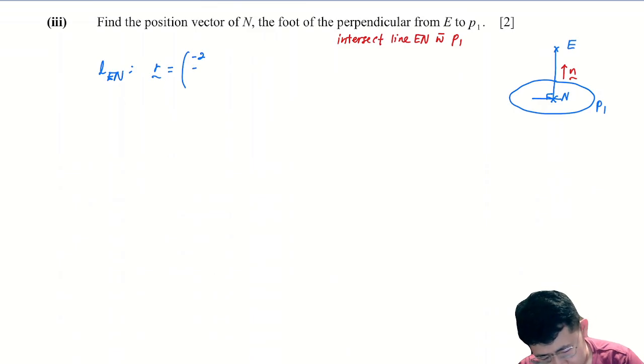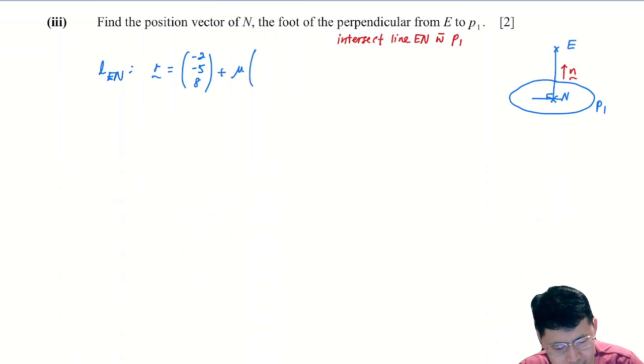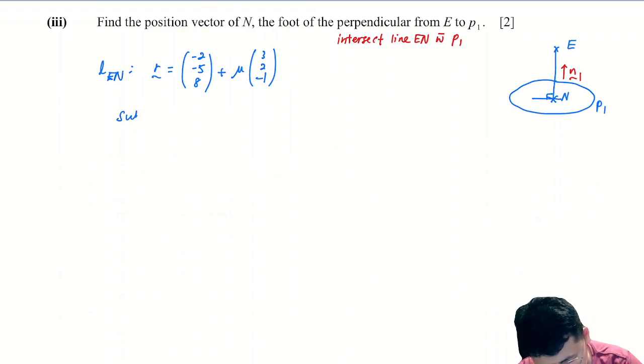point E, which is (-2, -5, 8), plus mu of the direction. The direction vector is the normal vector of plane 1, so this is actually n1. The direction is going to be (3, 2, -1). With this, we are going to sub into plane 1, so we have (-2 + 3mu, -5 + 2mu, 8 - mu).